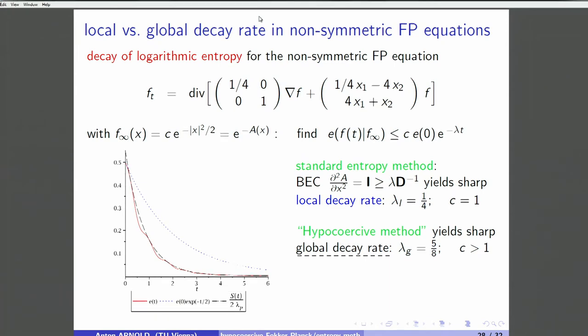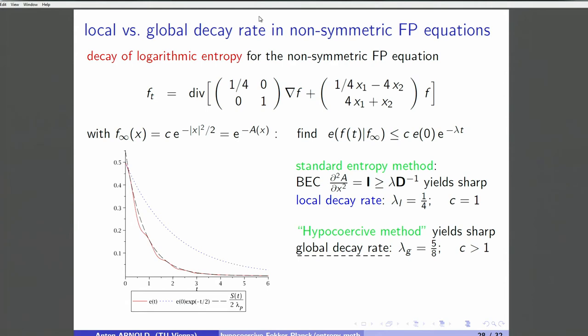What does sharp local decay rate mean? Well, if you start here at t equals 0, you have an exponential function here. You have a constant that is 1. And your decay estimate, this function here, is the blue dotted curve. And this is tangent to the true entropy function, this red curve here. So in this sense, it's sharp at every point in time. But clearly, for large time, this is a very bad estimate.